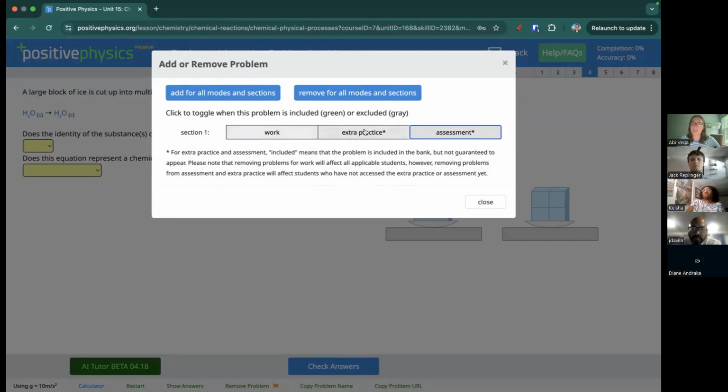And you can see there's extra practice, assessment, and work mode separately. So there you can choose, I never want students to see this problem. Or you could say, I want them to do it on work, but I don't want them to see it on the assessment or the extra practice. So that's how you can choose if students are seeing a specific problem in all the different modes. Does that answer your question?